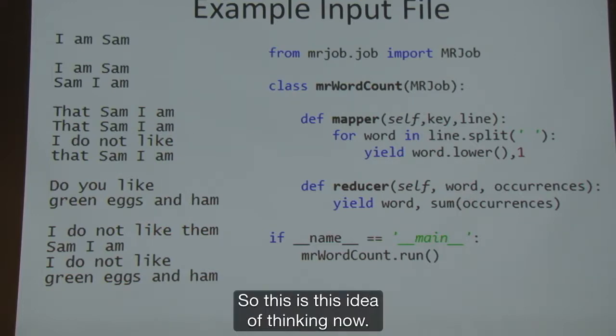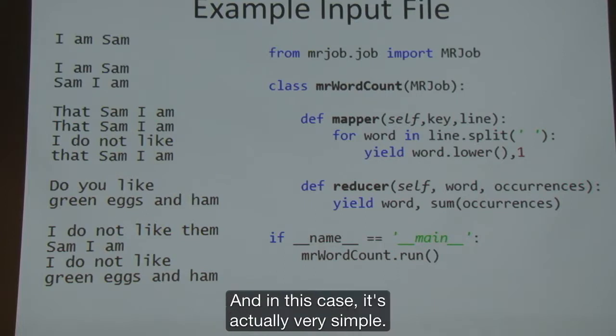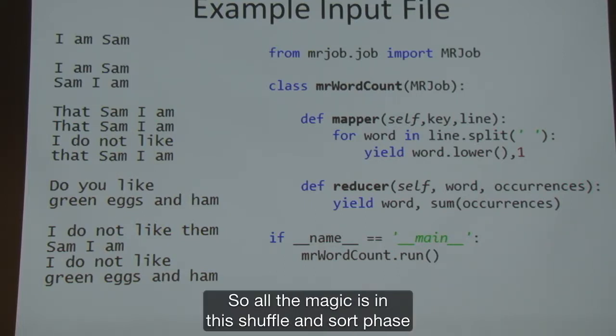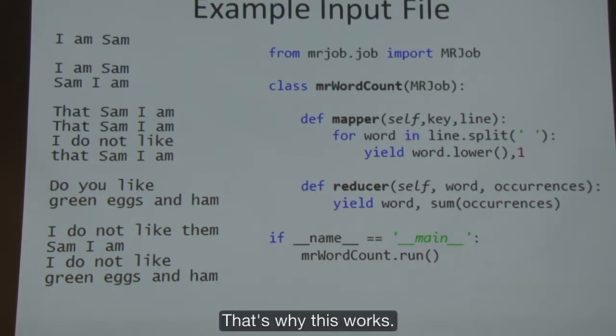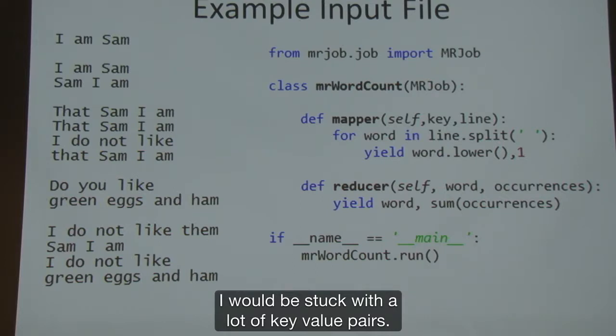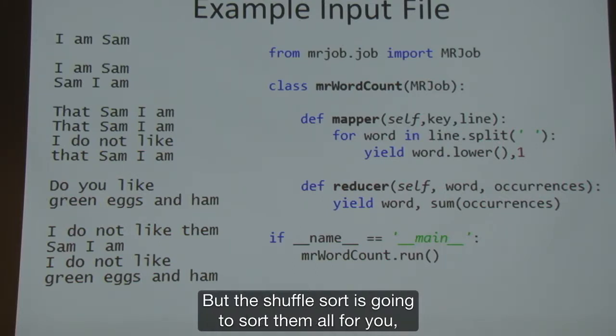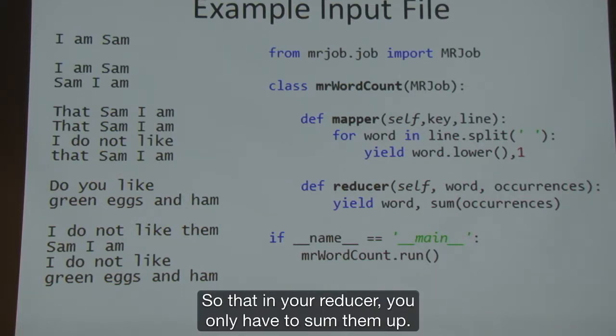So this is this idea of thinking now. You need to think about what is your key and what is your value. And in this case, it's actually very simple, right? Your value is just 1. So all the magic is in this shuffle and sort phase that the MapReduce framework actually does for you, right? That's why this works. If I don't have the shuffle and sort, I would be stuck with a lot of key value pairs. But the shuffle and sort is going to sort them all for you and aggregate all the different ones, so that in your reducer, you only have to sum them up.